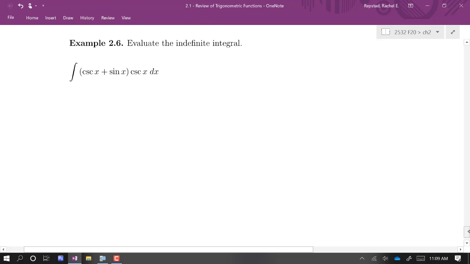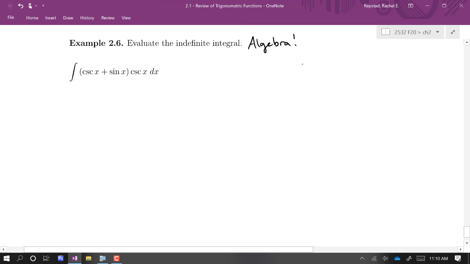Okay, let's try one more. We're going to evaluate this indefinite integral, and we have cosecant plus sine all multiplied by cosecant. And when I look at this, there's no form that jumps out at me like there was in the last one. I kind of attached myself to that secant squared and said, oh, maybe it'll fit this form. But there's nothing here that I see that says, here's a form we should try. So I'm going to try algebra first.